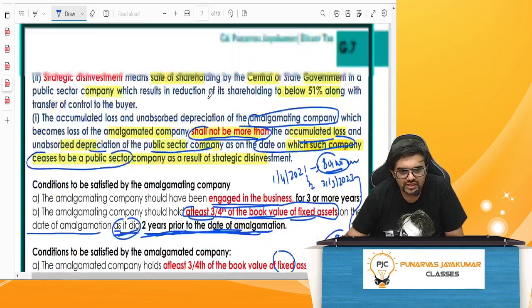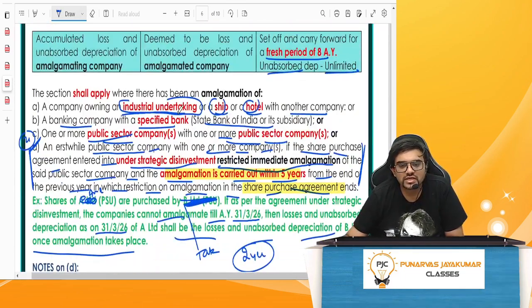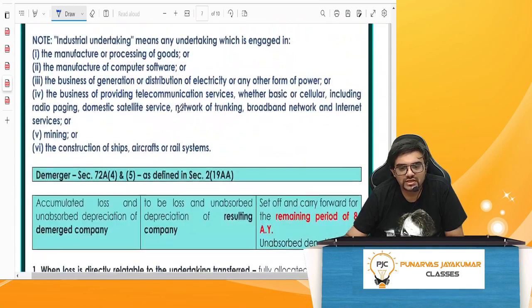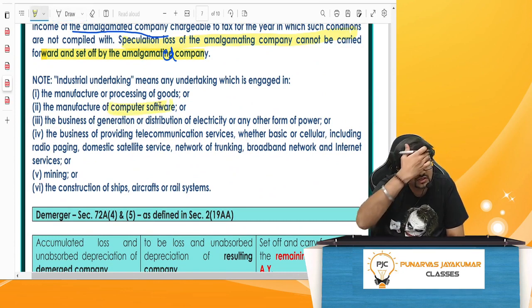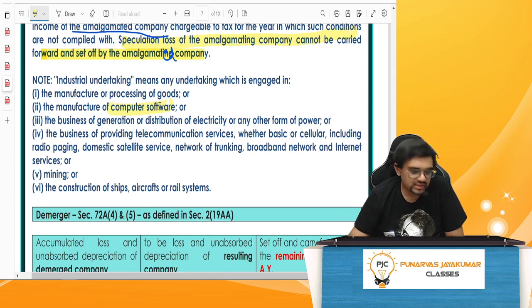Right. So if you see, guys, what does it say here? Industrial undertaking. What is the industrial undertaking that they have defined here? See, manufacture or processing of goods, even software. People could not match up to Infosys, etc. They were eventually taken over by other companies. That's what it is. Generation and distribution of electricity.